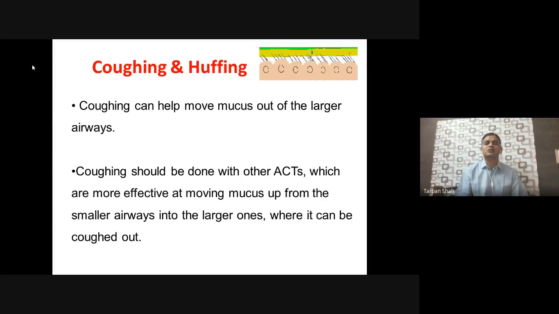Okay, now let us go to the second approach, that is coughing and huffing. Remember one thing, coughing is a forceful and vigorous maneuver, and huffing is not a forceful maneuver. Now, from the lungs, if you want to remove the secretion, coughing will be helpful to remove the secretions only up to the 7th generation of the tracheobronchial tree. Beyond that, whatever secretions are present, you cannot remove with the help of coughing. Huffing, you can make use of for removal of the secretions.